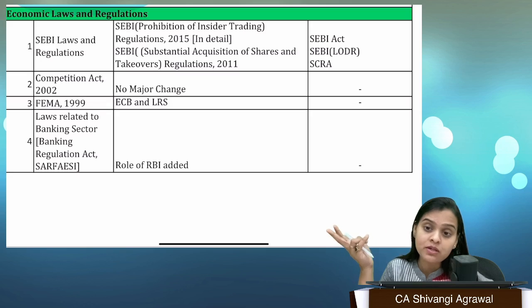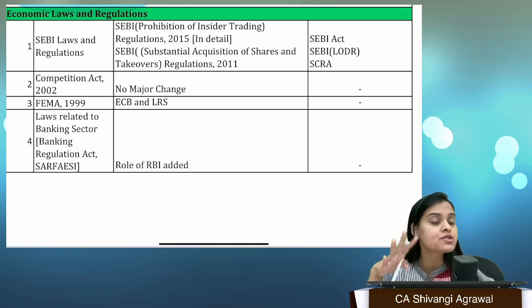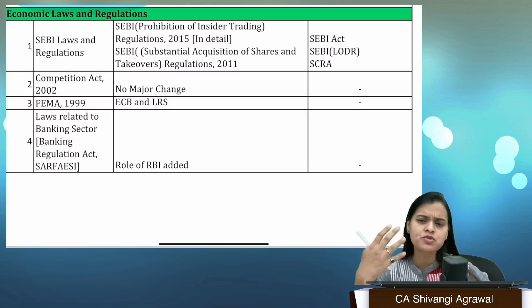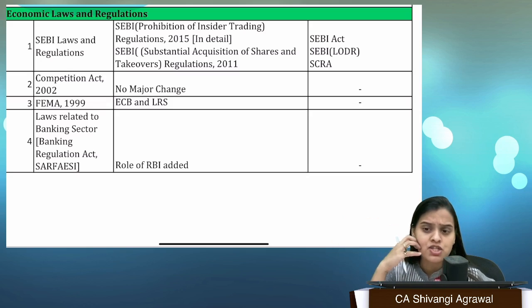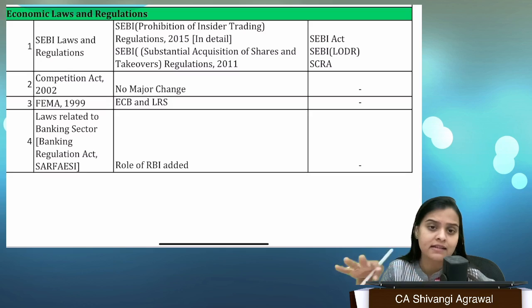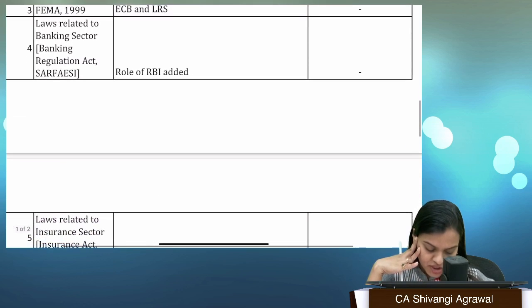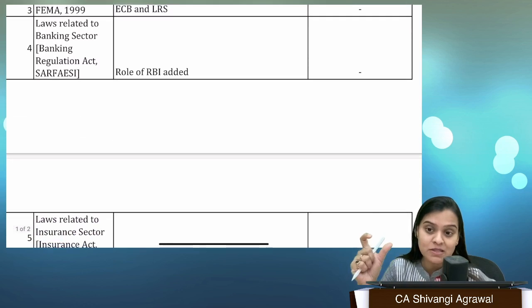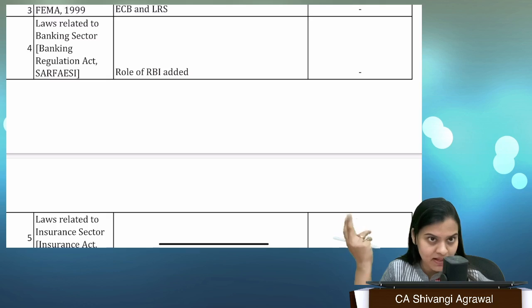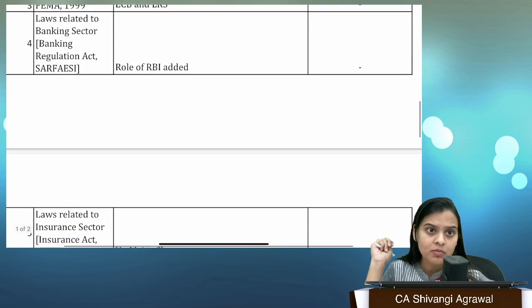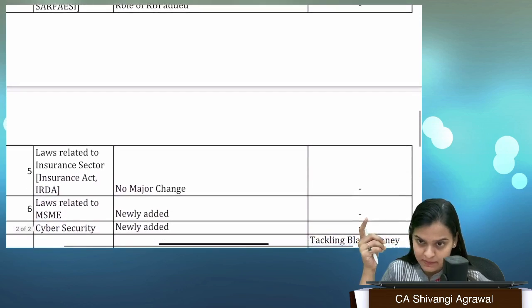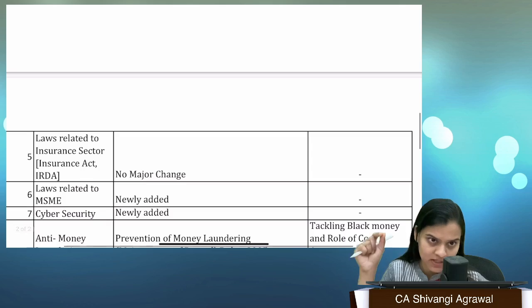Earlier also there were SEBI ICDR regulations. Now also there are SEBI ICDR regulations, which talk about initial public offer and all that. So that content is there now also. In Competition Act, there is no major change. In FEMA, ECB has been added, LRS has been added. Now, if I talk about laws relating to banking sector, role of RBI has been added. That is a separate topic which has been added.